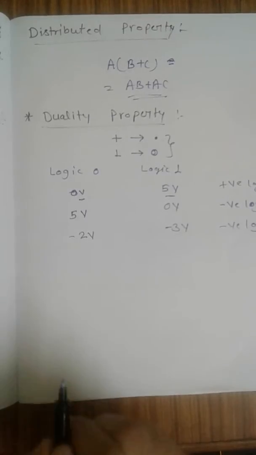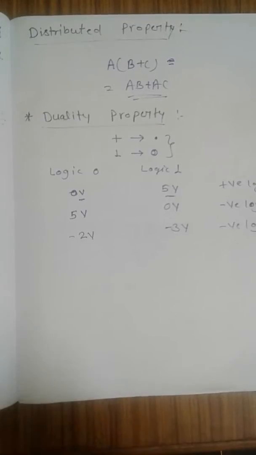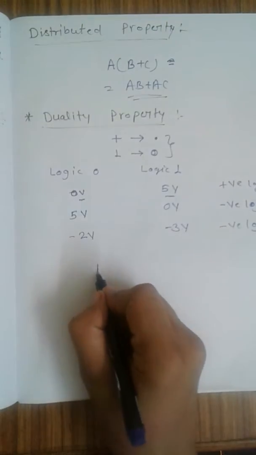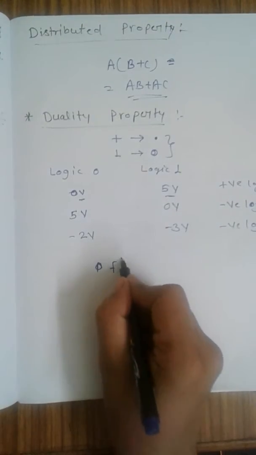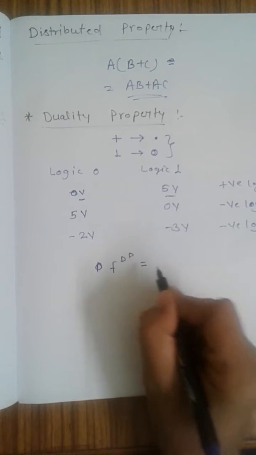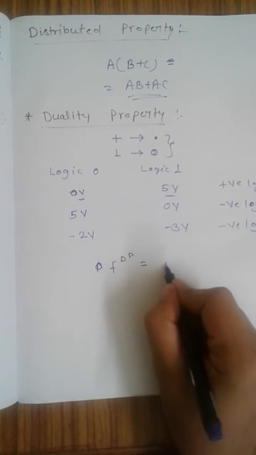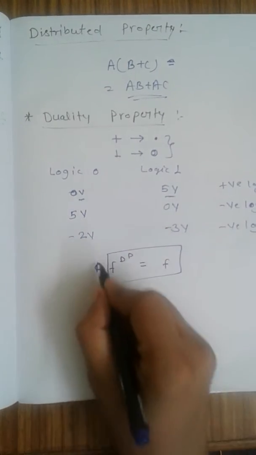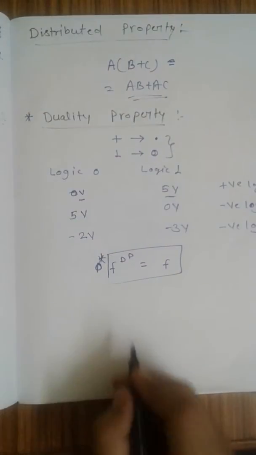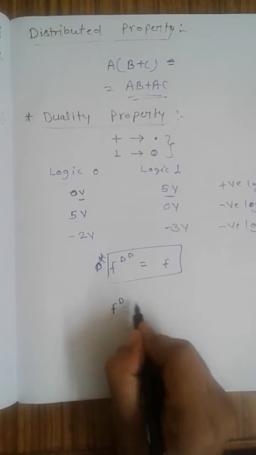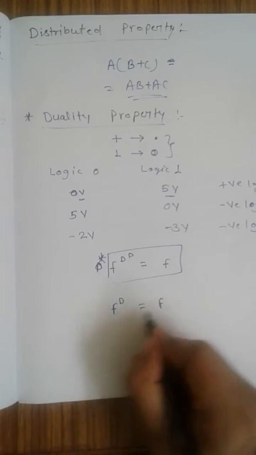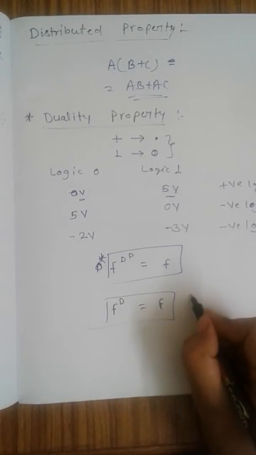So the duality property is used to change positive logic into negative logic and negative logic into positive logic. The dual of the dual of any function, that is, two times dual of any function, is always the same function. And if the one-time dual of any function is the same function, then that is called self dual.